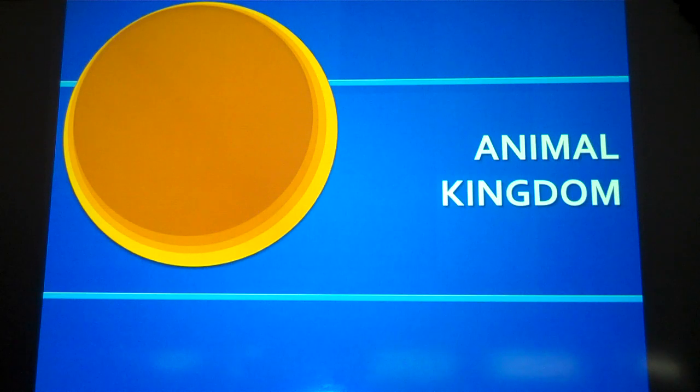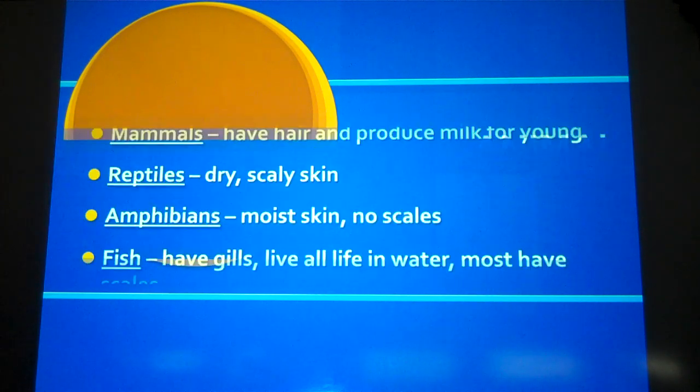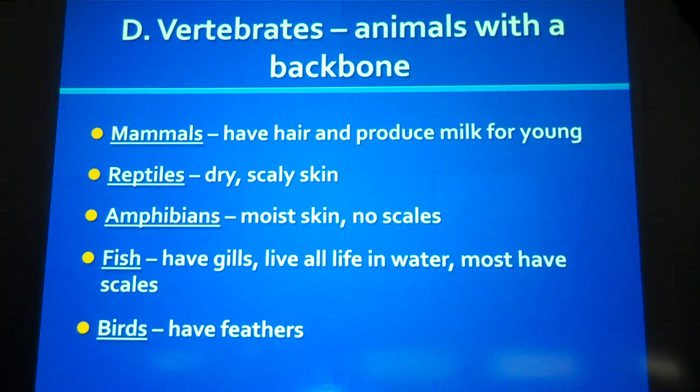Alright, now more specifically into a kingdom, the animal kingdom. The first group, major group anyways, of the animal kingdom are vertebrates. Vertebrates are animals with a backbone. An easy way to remember this: our backbone, as we learned in our skeletal system unit, is made up of what we call vertebrae. Our backbone or spine is made up of those vertebrae, hence the name vertebrates.